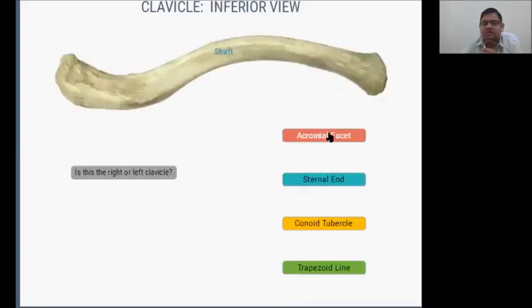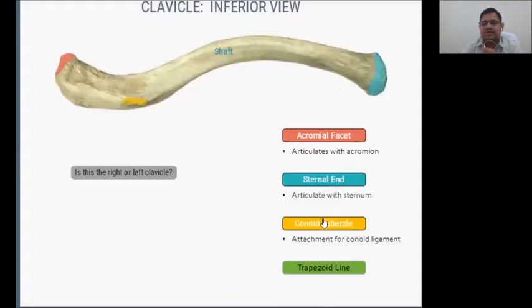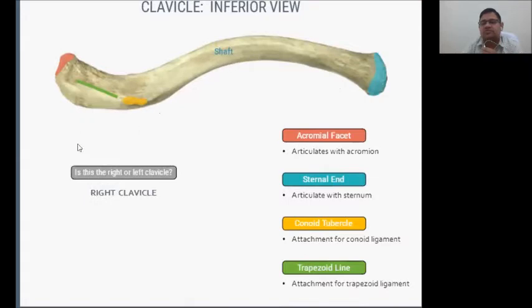Again, the acromial facet is here on the lateral end, which articulates with the acromion. Then the sternal end, conoid tubercle, and trapezoid line. So these are certain points which we have to identify. This particular example here is of a right clavicle.